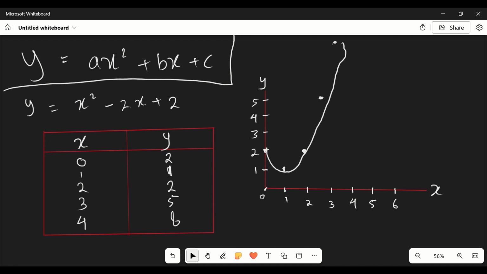And here's the key intuition. Squaring makes numbers grow faster the farther they are from 0. That's why the graph bends instead of staying straight.